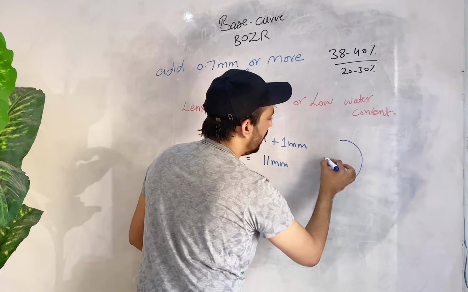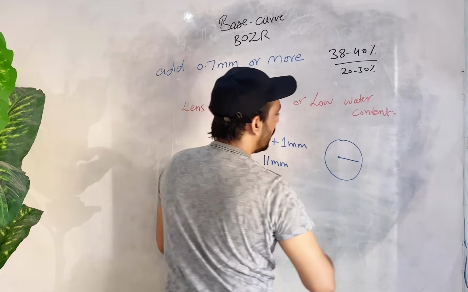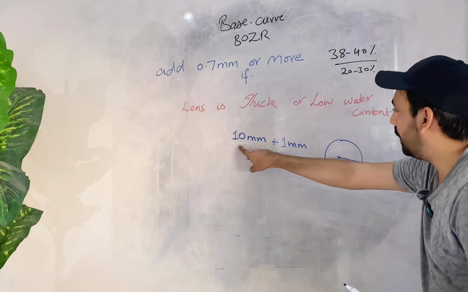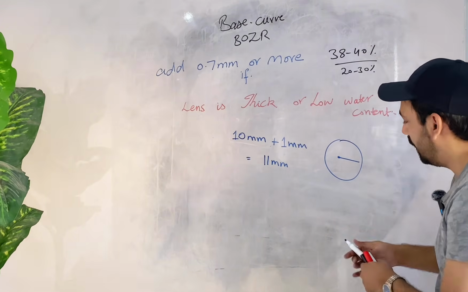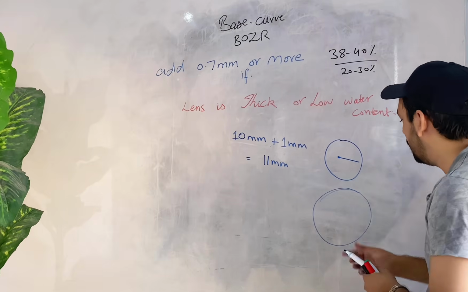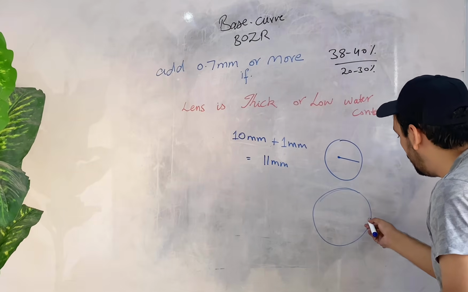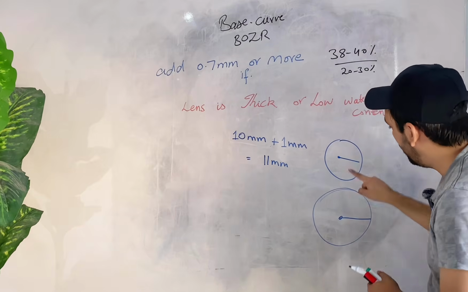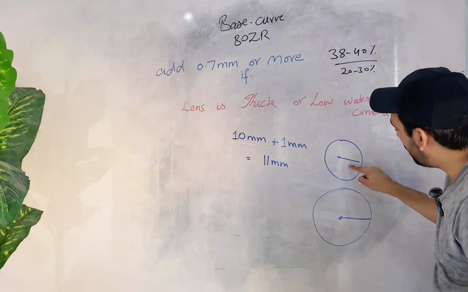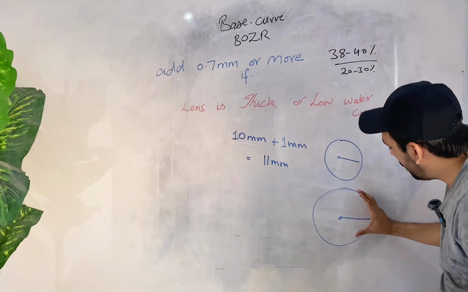If this is a smaller base curve, you see the contact lens is steeper, and this is 10 millimeter base curve. When I increase the base curve, now you see the circle is bigger, and the base curve will be bigger. Here the base curve is 10 mm, here the base curve is 11 mm. So in 10 mm base curve the lens is steep, in 11 mm the lens is flatter.